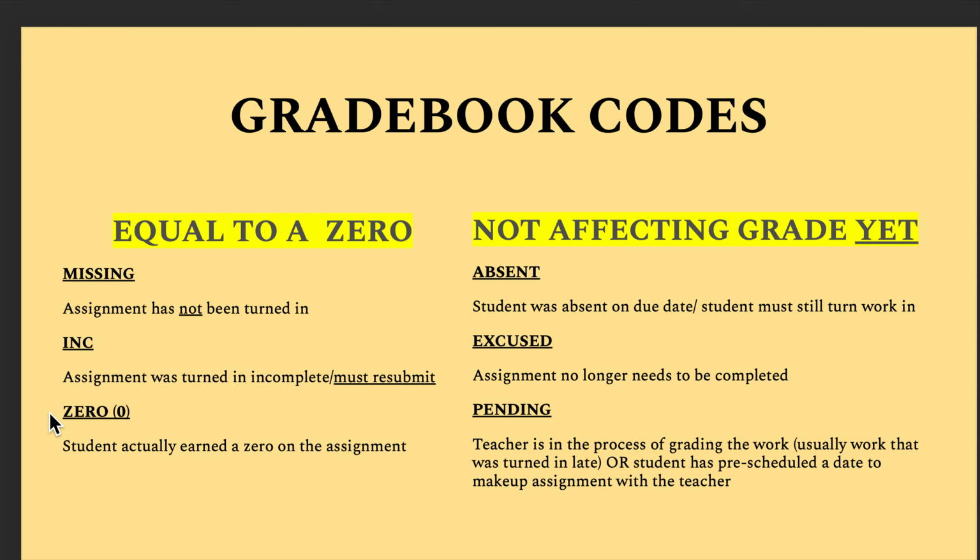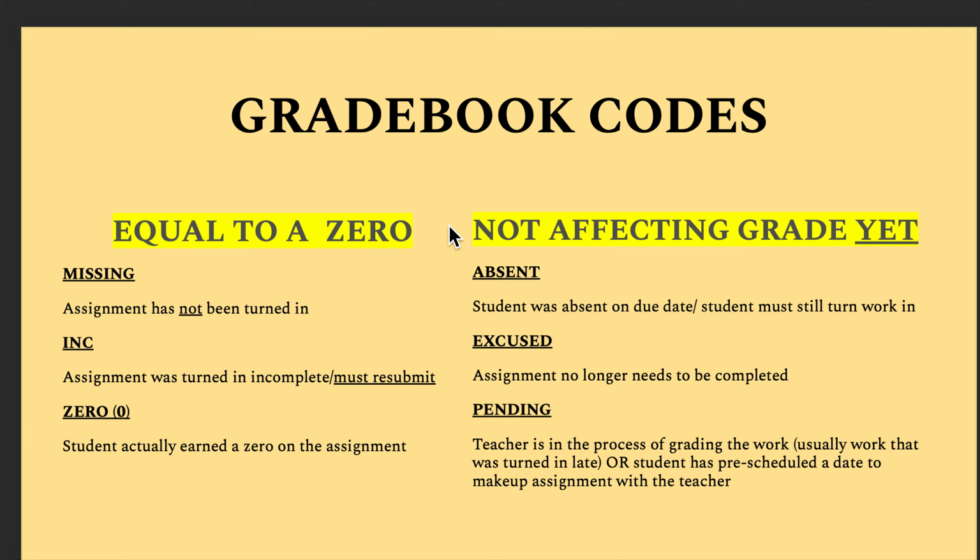And then we have an actual 0, and that means that the student actually earned a 0 on the assignment. For example, on a 5-point quiz, they earned 0 out of 5 points. They did not get any answers correct. Or on a 10-point homework assignment, again, they did not get any answers correct, and they earned a 0 out of 10 on that actual assignment.